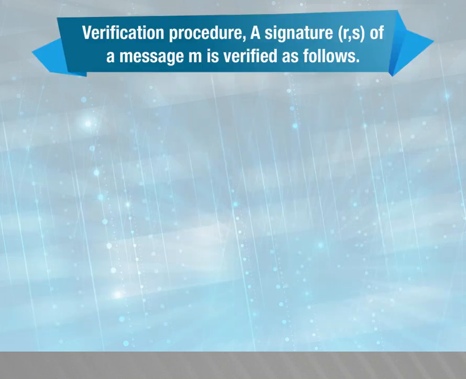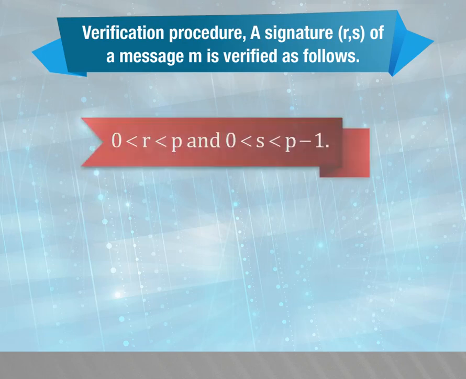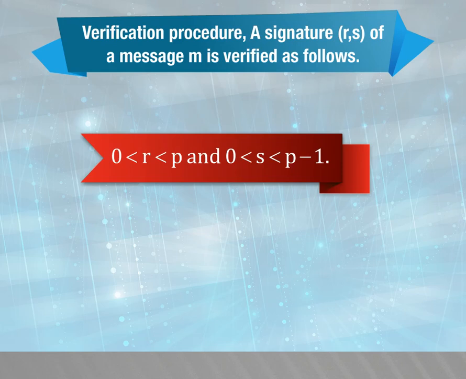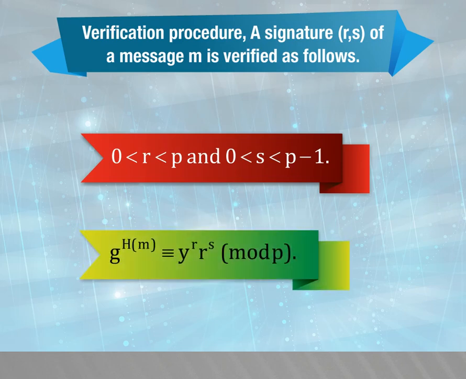Verification procedure. A signature (R, S) of a message M is verified as follows. 0 less than R less than p and 0 less than S less than p minus 1. G^H(M) is congruent to Y^R into R^S mod p.